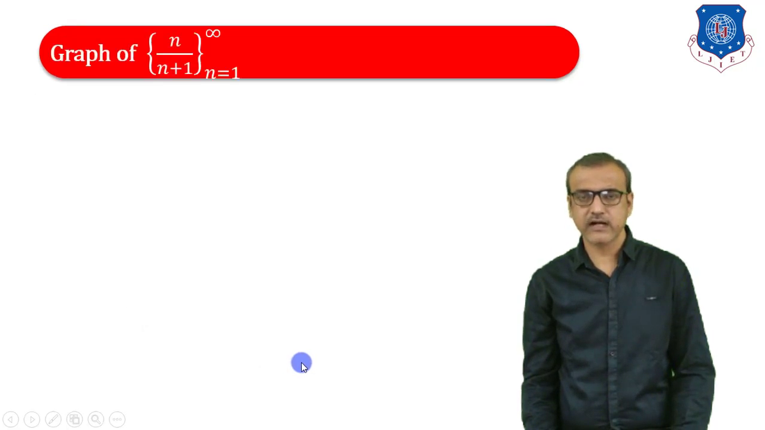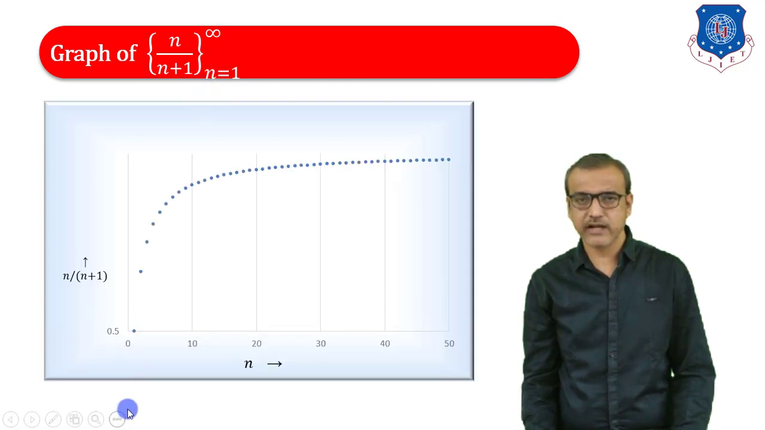Now we will see the graph of some sequences. First, the graph of n upon n plus 1, where n varies from 1 to infinity. This is the graph of the n over n plus 1 sequence. If you replace n by 1, you get 1 over 1 plus 1, so it is 1 by 2 and its value is 0.5. So for n equals 1, you get 0.5. This is the first point.